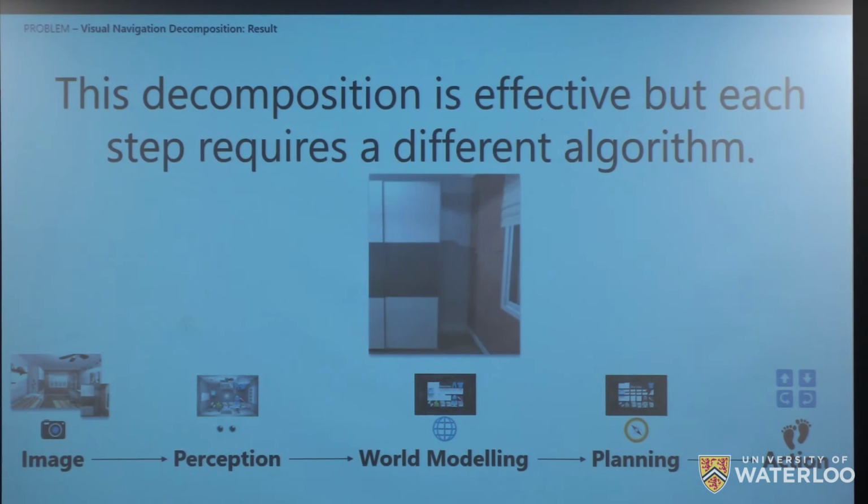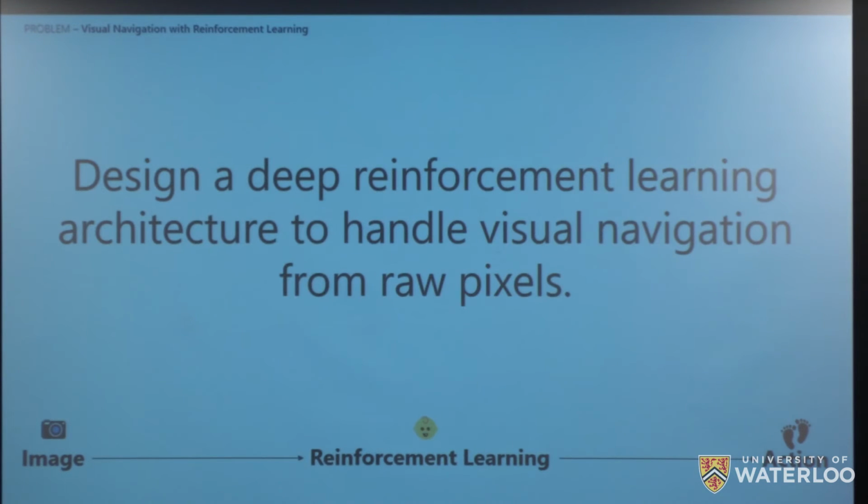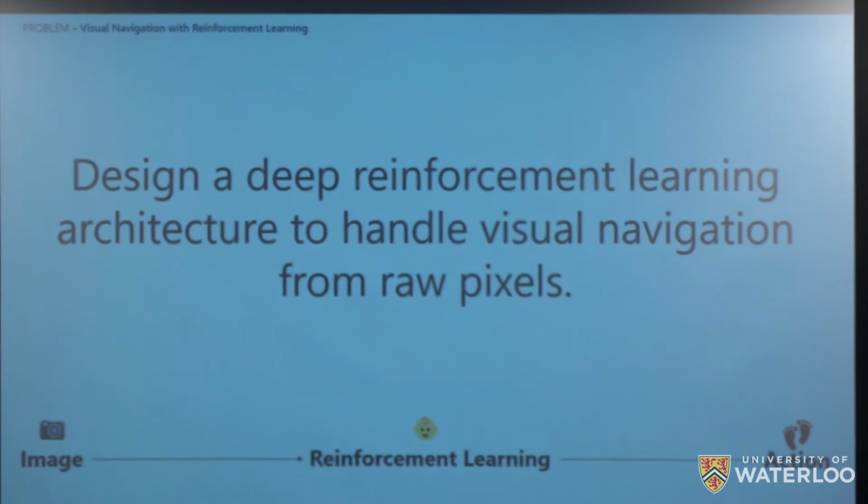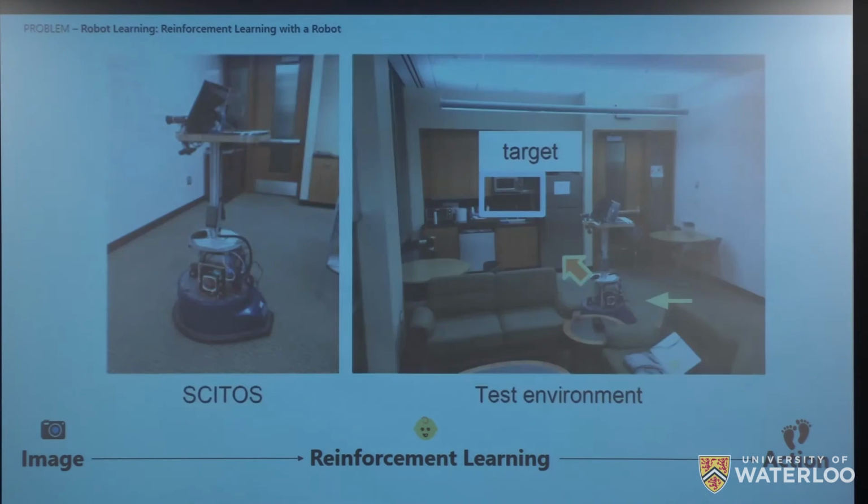So that works extremely well. It solves the problem. But the improvement area we have is that each of these subproblems has its own specialized algorithms to solve it. And it would be nice if you could replace this entire pipeline for robotics with a single algorithm. And since this is a reinforcement learning class, of course, we're going to use a reinforcement learning algorithm. So we want a deep reinforcement learning architecture that handles this visual navigation problem, taking in the raw pixels and producing these actions.